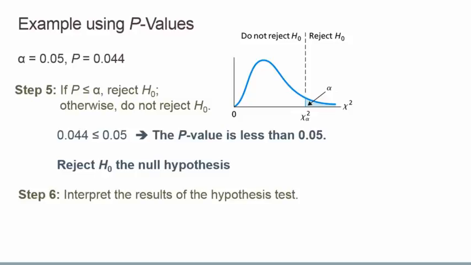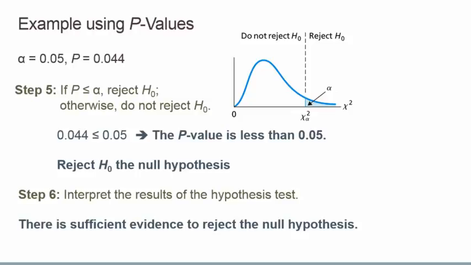Step 6. Interpret the results of the hypothesis test. There is sufficient evidence to reject the null hypothesis.